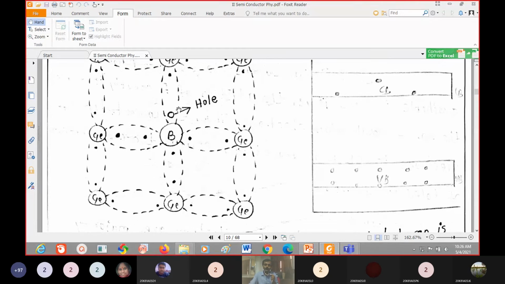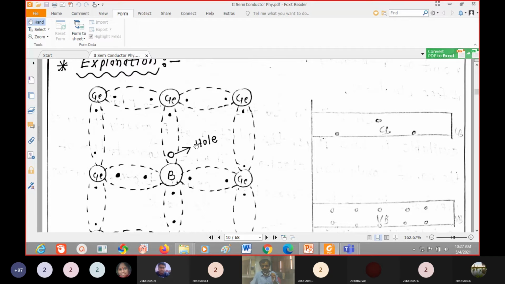There are so many holes present. Now we are just discussing one hole. If you add even a little amount of impurity atoms, many holes will be present, and all those holes behave like that only. All holes will move from one place to another. So due to these holes, conduction takes place in P-type semiconductors.